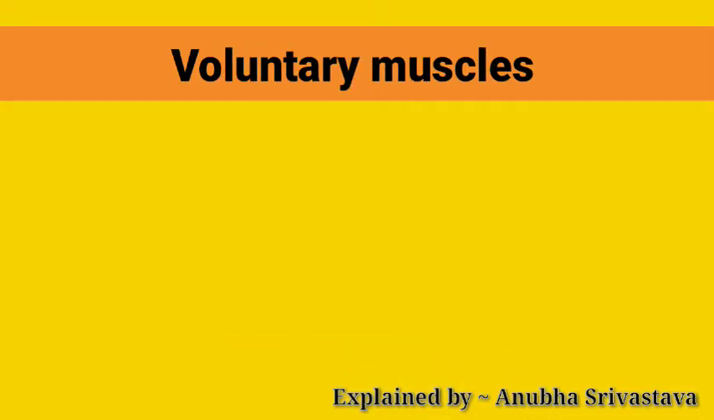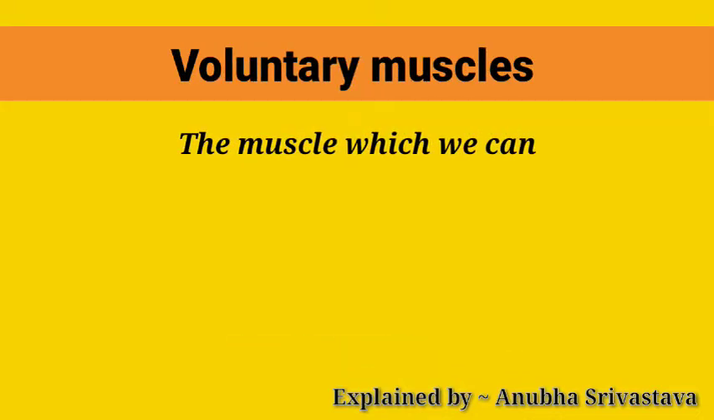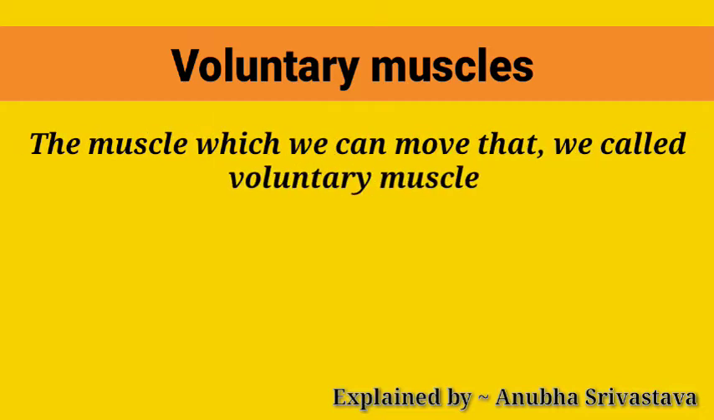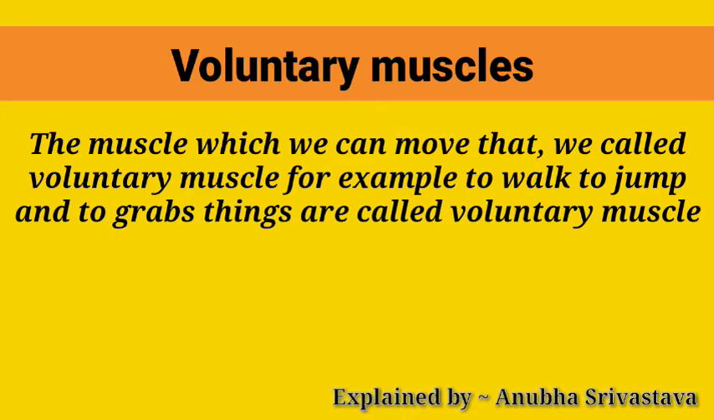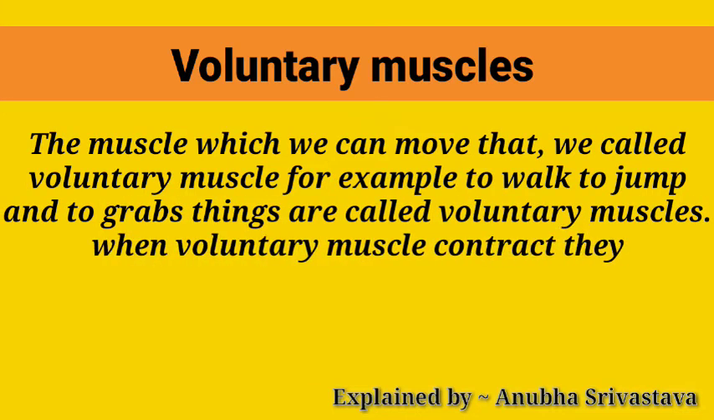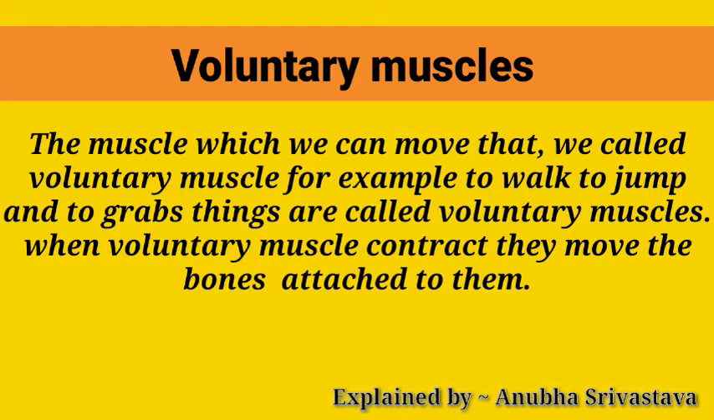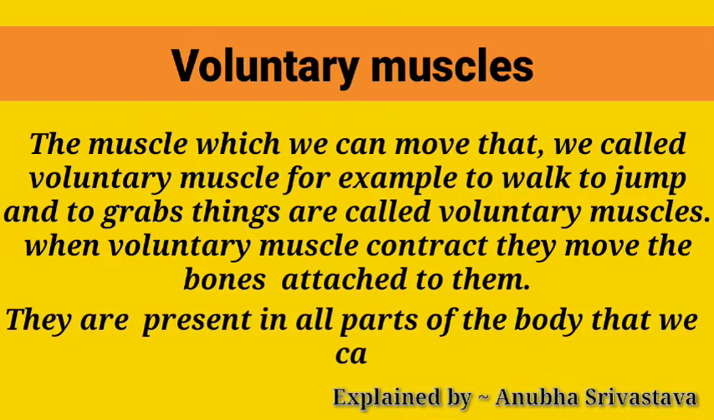Voluntary muscles. The muscles which we can move are called voluntary muscles. For example, to walk, to jump, and to grasp things. When voluntary muscles contract, they move the bones attached to them. They are present in all parts of the body that we can move voluntarily.